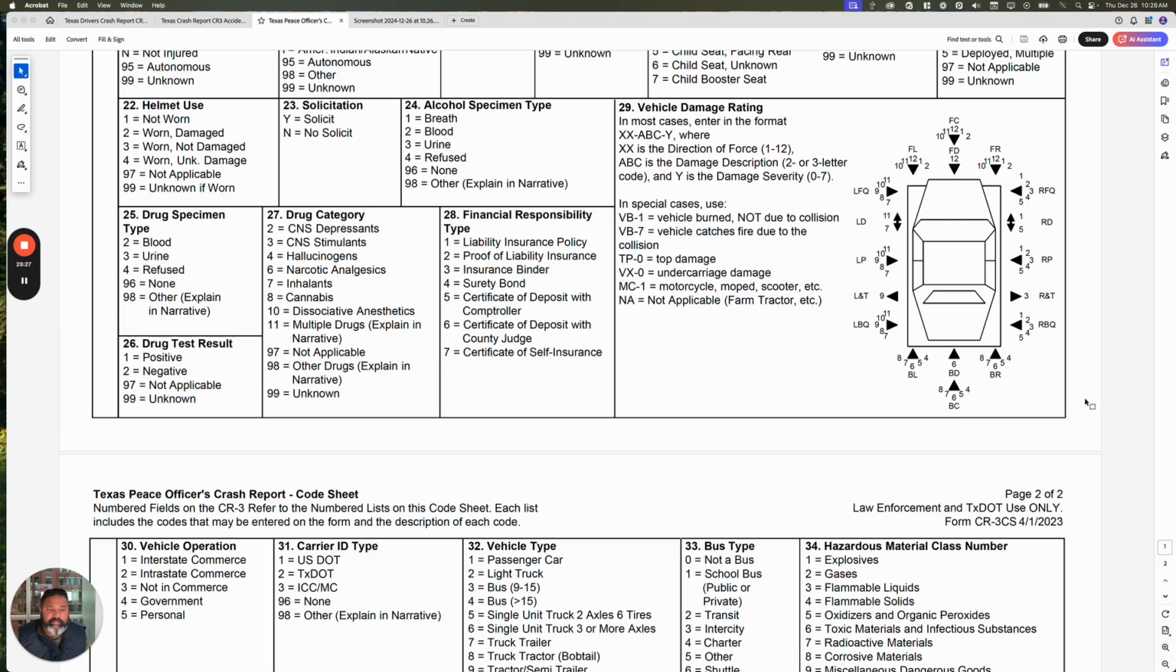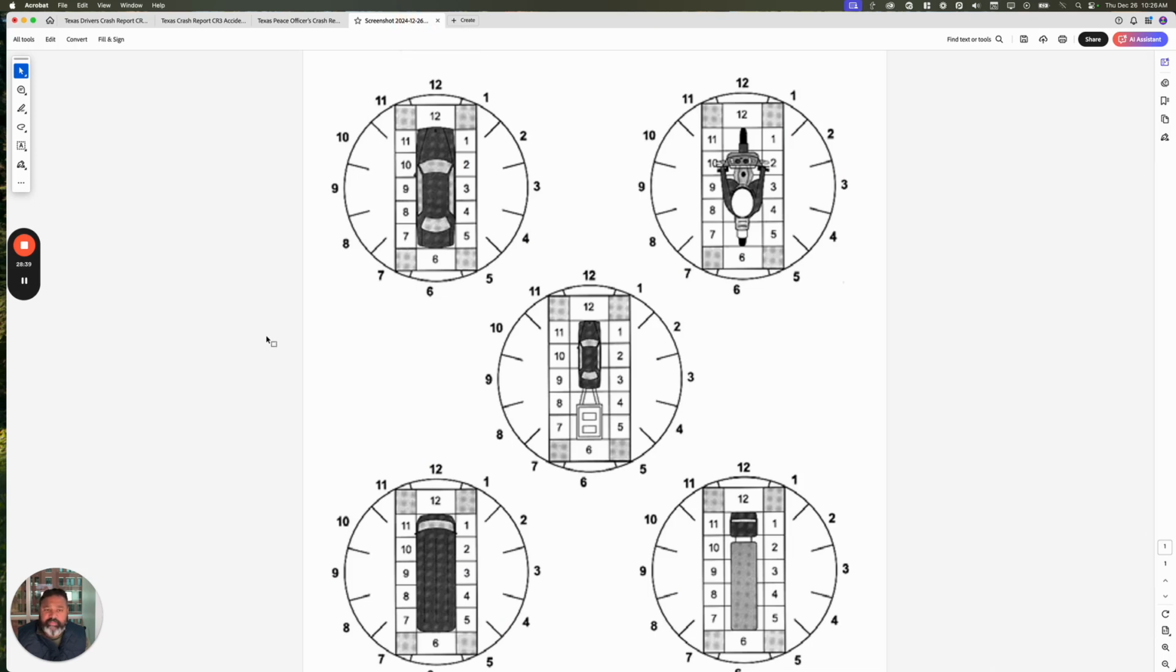And looking at this diagram, it's really not that obvious what that means. So I'm going to take you to a different image that helps you understand that XX a little bit better. This is not part of the crash report, but this helps you understand how the officer is addressing the direction of the force based on what they are seeing at the scene and what they are learning at the scene. We're starting essentially clockwise, going 1 through 12, and describing the direction of the force. So a front impact is going to be a 12. You have a front right quarter panel, that could be a 1.